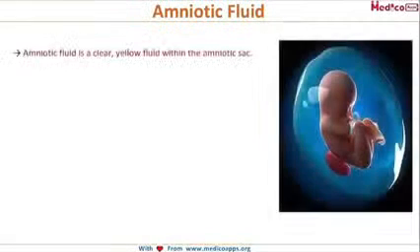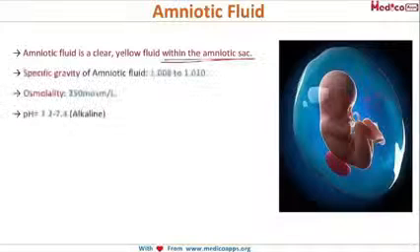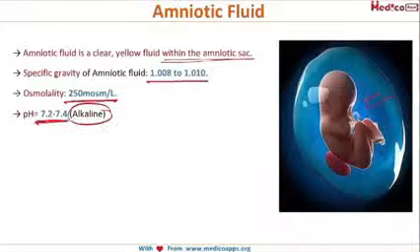That the amniotic fluid is a clear yellow fluid within the amniotic sac. Now let us discuss some biochemical features of this amniotic fluid. The specific gravity of the amniotic fluid is 1.008 to 1.010. Its osmolality is 250 milliosmoles per liter, and it has got an alkaline pH between 7.2 to 7.4.